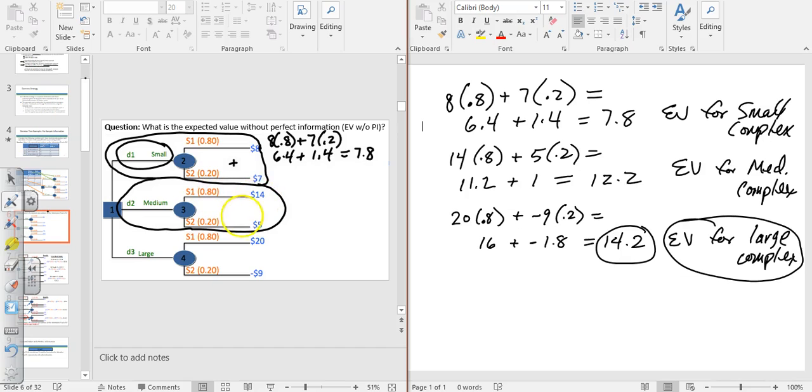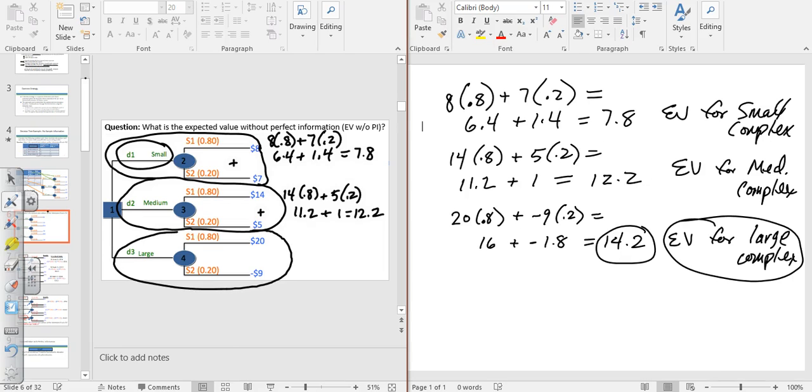Okay, we're going to do the same thing. So here we go, 14 times 0.8 plus 5 times 0.2. 14 times 0.8 is 11.2. 5 times 0.2 is 1, so that's 12.2. And lastly, we're going to do the large decision.